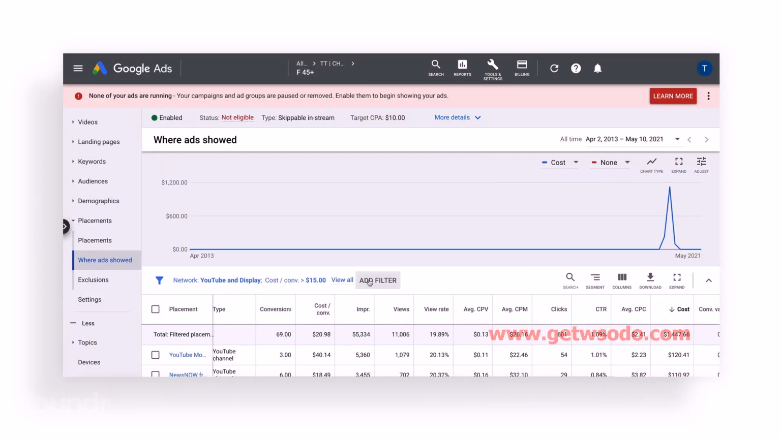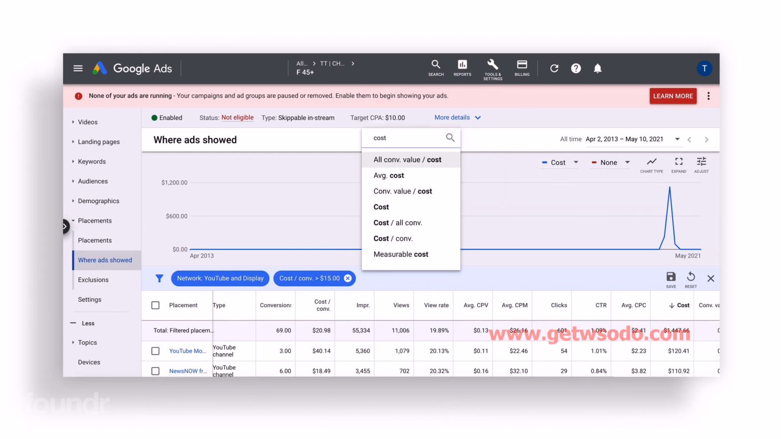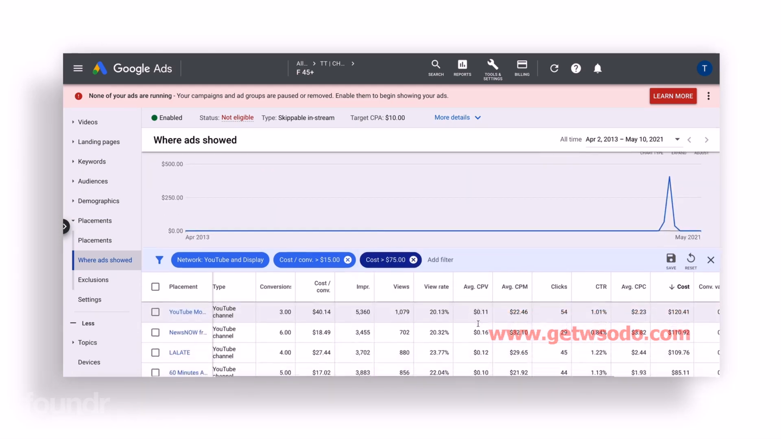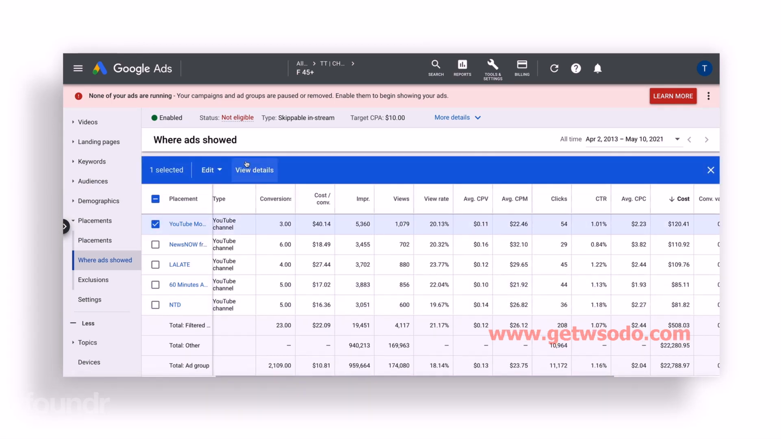So now the next thing I'm going to do is say, show me cost per conversion over $15 and cost more than $75. Click apply. And now I'm going to see there's 1, 2, 3, 4, 5 instances here where I'm going to kill these. I'm going to exclude these. So you can say exclude from ad group. You can do exclude from campaign level. Usually we're doing campaign level exclusion.